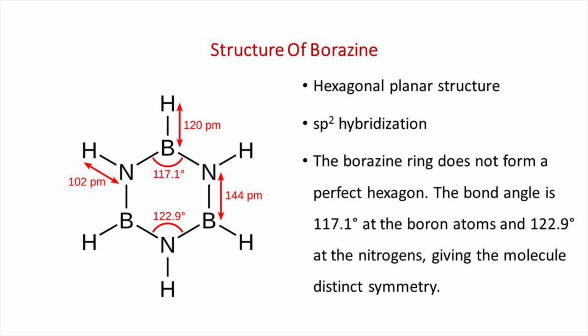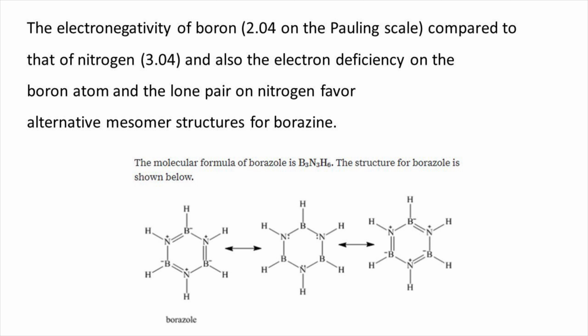The B-H bond length is 120 picometers. The B-N bond length is 144 picometers, which is very close to the C-C bond length in benzene, which is 142 picometers. From the bond angle, it is clear that borazine does not form a perfect hexagon. This is because of the electronegativity difference between boron and nitrogen atoms. The electronegativity of boron is 2.04. The electronegativity of nitrogen is 3.04.